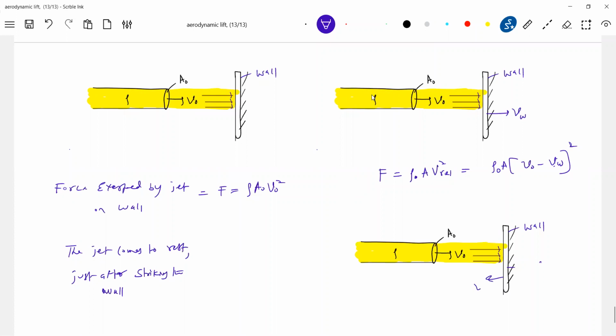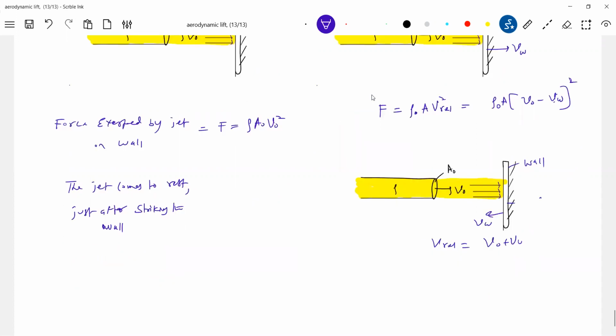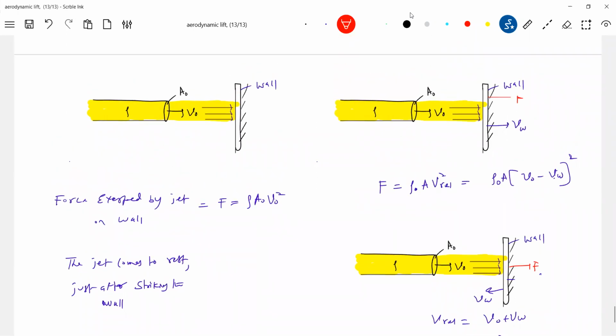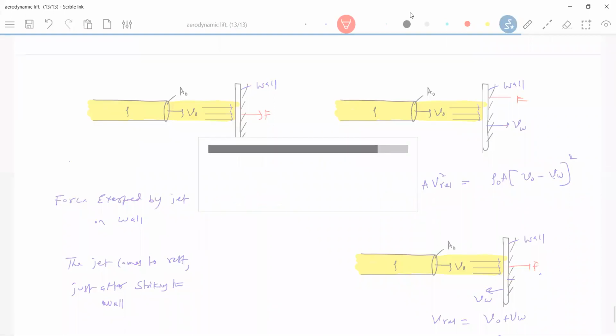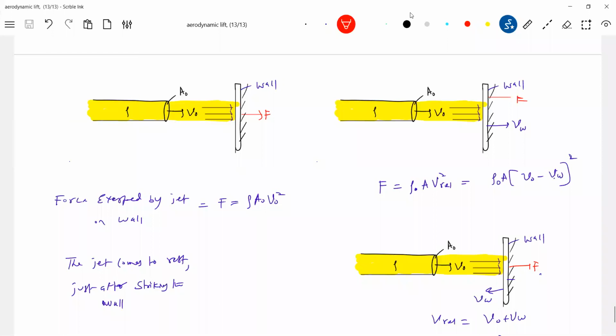Or wall, or it can be a block. In that case, what is V relative? Then the force will be rho A. So in what direction is the force? The force will be here. The wall will exert a force like this. What is A? A naught? A naught is area of cross section of the jet, not area of cross section of the wall. Able to analyze this condition?